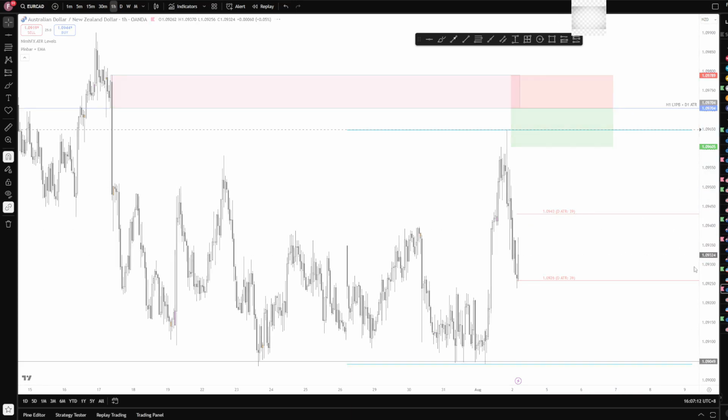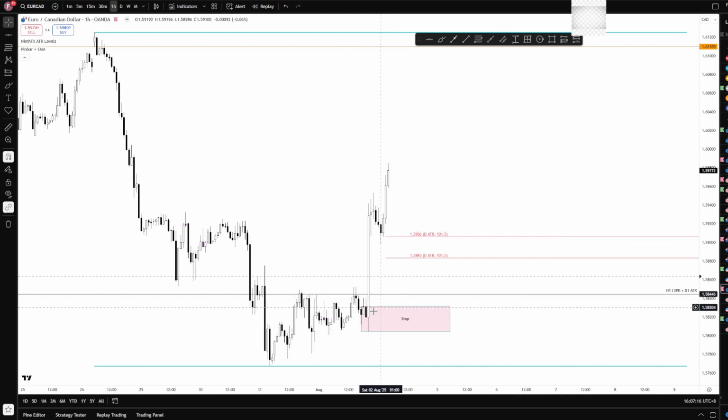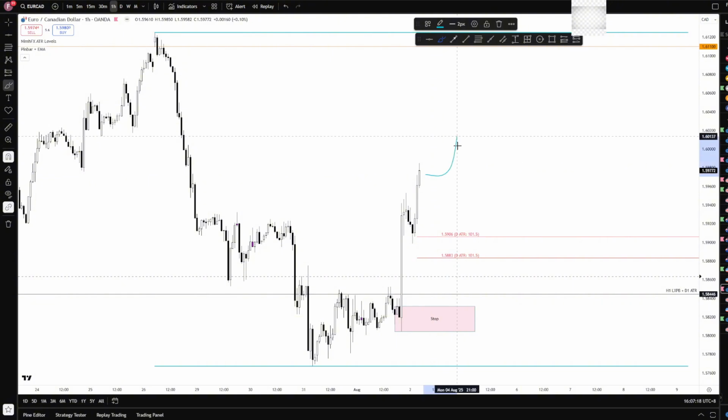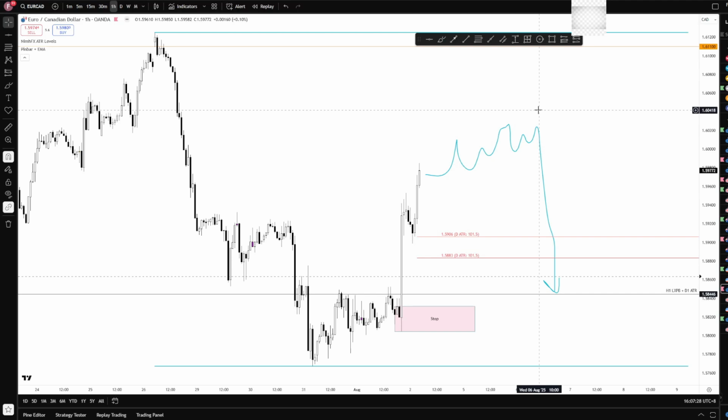And my last forecasted trade, Euro Canadian, also an H1 cluster right at the bottom. So if price goes up and drops very quickly down, I might take a trade. Something like that. Yeah, so that's it for this week.